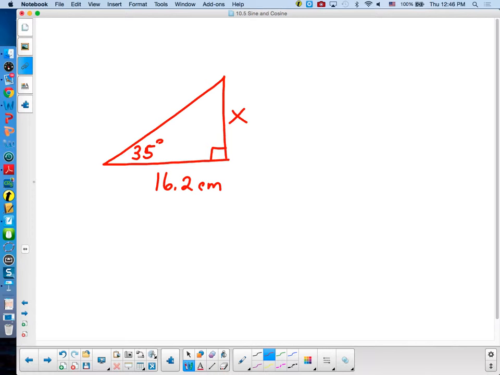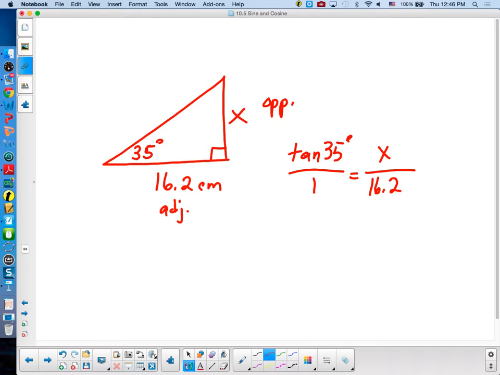From this angle, the thing we're looking for is the opposite leg, and the thing we have is the adjacent leg. So what trig ratio has both opposite and adjacent? Tangent. Tangent this time, not sine or cosine, because those are the two measurements involved in the problem. One we're looking for and one we know. So this one should have been tangent of 35 over 1 equals x over 16.2.